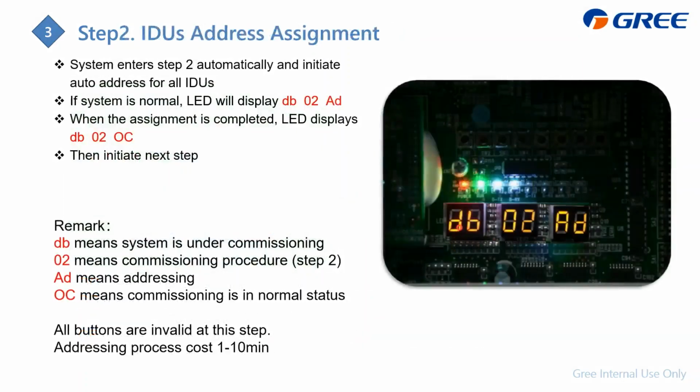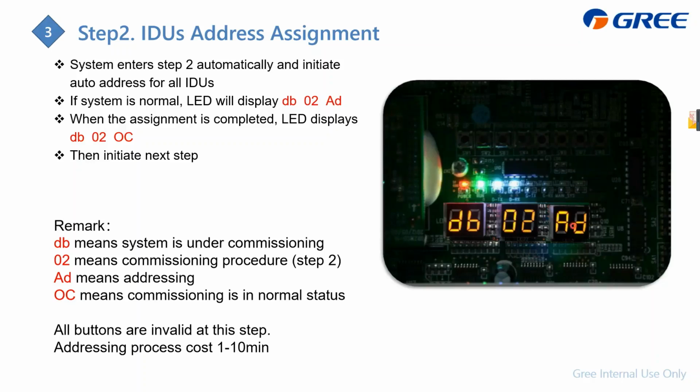And then here it displays DB02AD. Step 2 is indoor unit address assignment. So step 2 is to assign the address for all the indoor units. When we use a central controller to control multiple indoor units, it can control every indoor unit through their address. So we should set the address for every indoor unit.